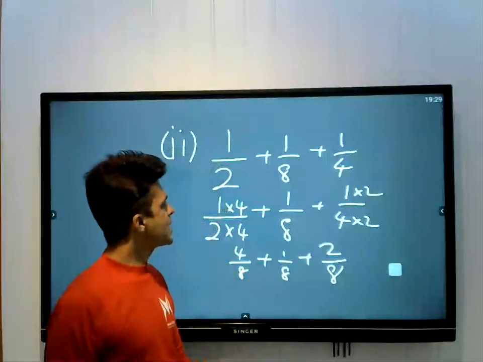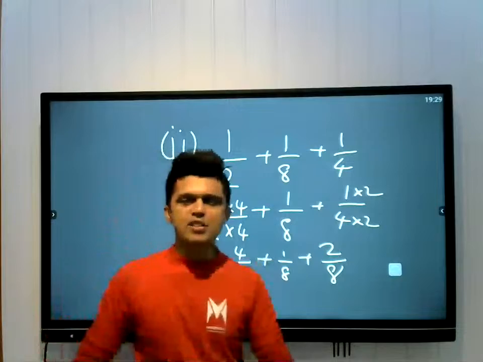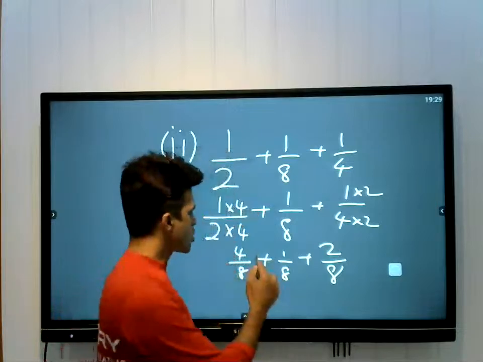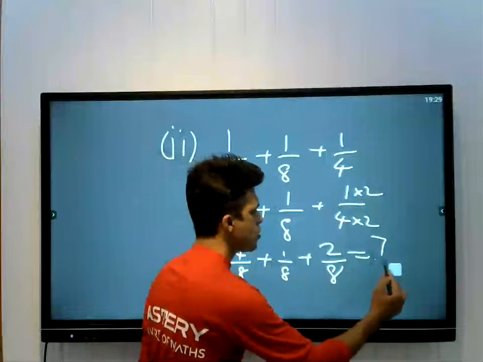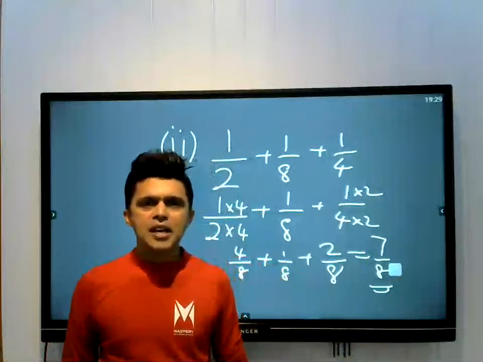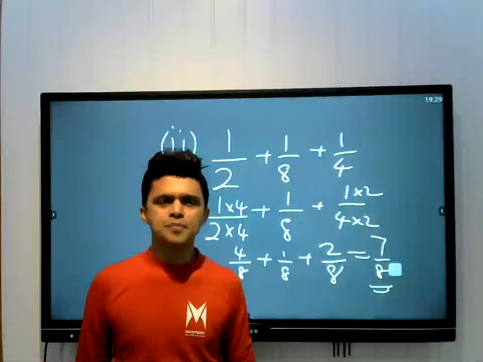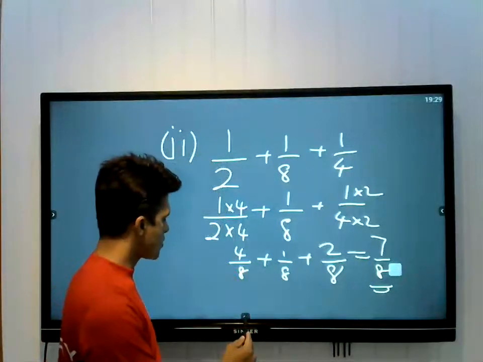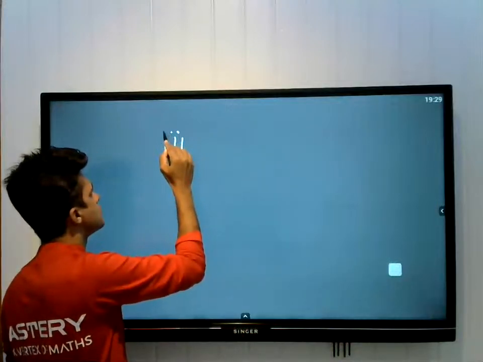So the denominator is 8. Then we can add the numerator values: 4 plus 1 is 5, plus 2 is 7. 7 over 8 is the answer to this question. So 7 over 8 is the value of this fraction. That is how you can do this type of question.